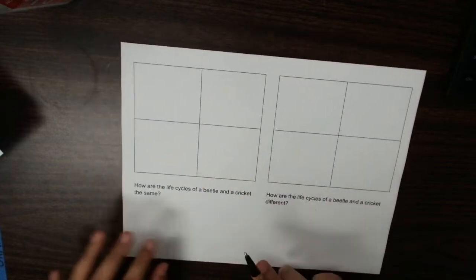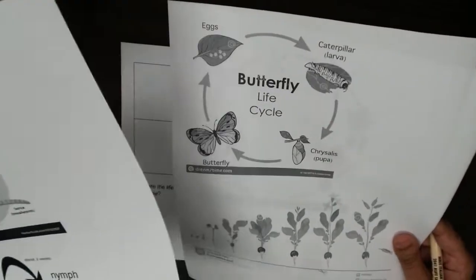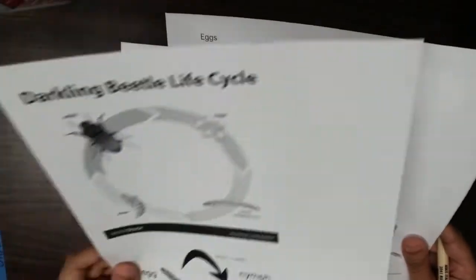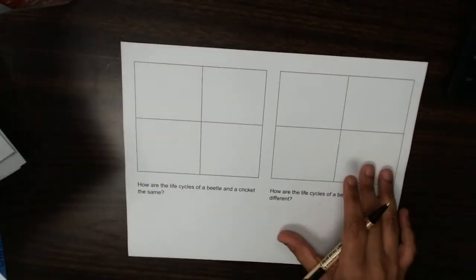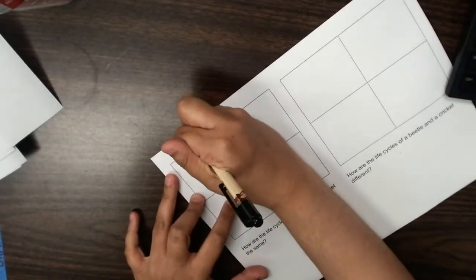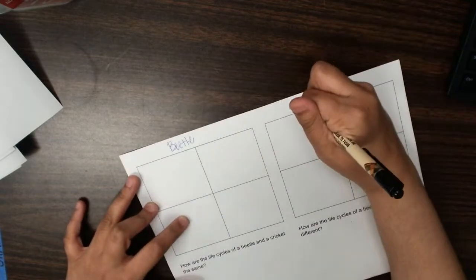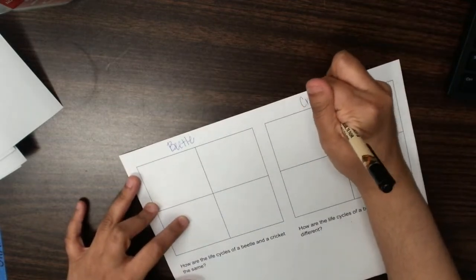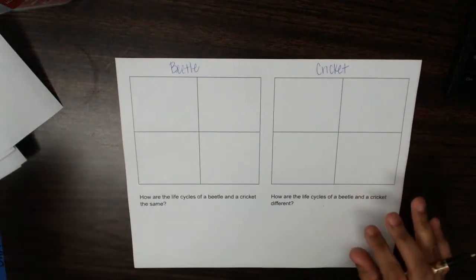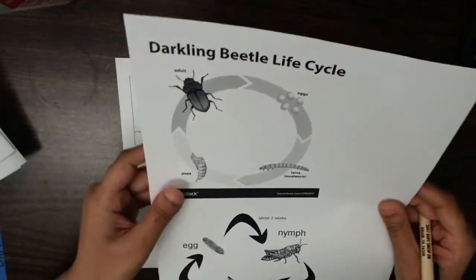And you have these boxes. Go ahead and get that out. And then you have different pictures of beetle, cricket, and I went ahead and included the butterfly. So we're going to do the life cycle of a beetle and the cricket. Okay, so go ahead and write those at the top. Now, I'm going to look at the life cycle of a beetle.